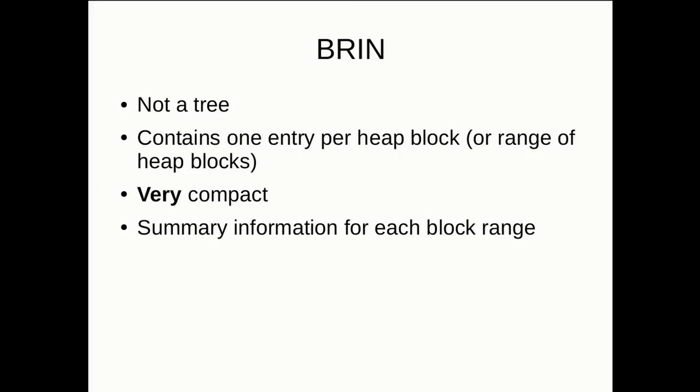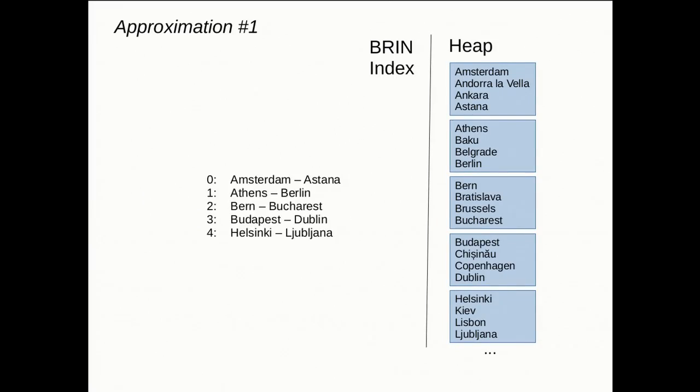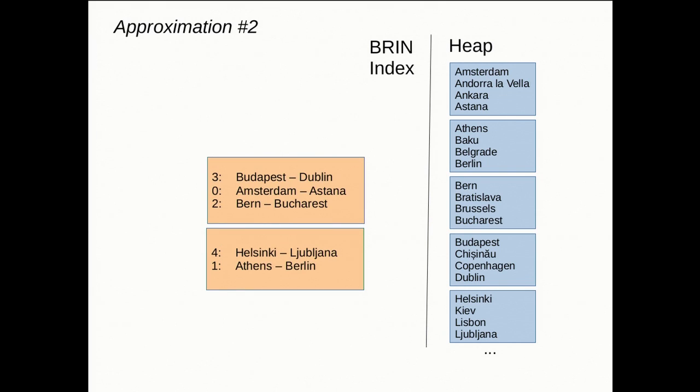So a BRIN index is not a tree. It's unlike all of these other index types. It's not a tree of any kind. You store one entry in the non-tree for each heap block. So there are no TIDs in this thing. It doesn't point to individual tuples. There's one entry for each heap block. It is very small. That's the thing it's good for. I'm going to skip through this slide and just show what it looks like.